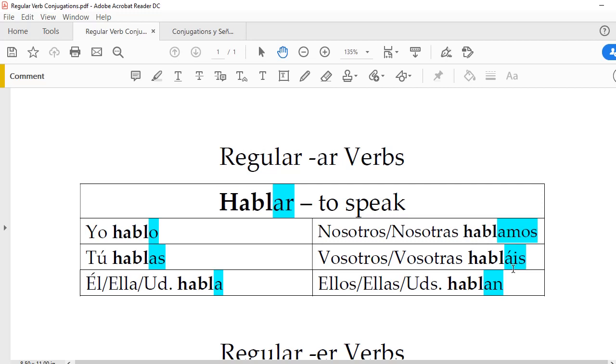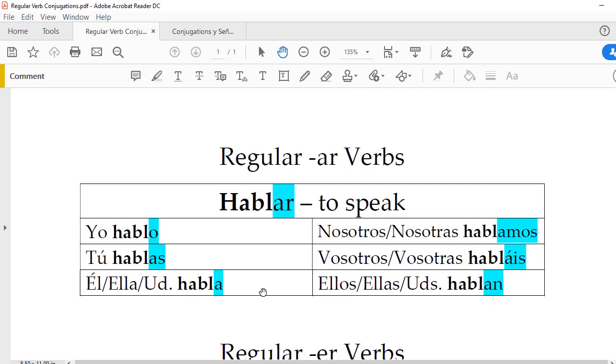Habláis. And then finally we have ellos, ellas, and ustedes. This is that group over there, that group of ladies over there, and this group of you fancy people. The verb is hablan. Again, you chop off the AR, you replace it with AN. So ellos hablan, ellas hablan, ustedes hablan. So again, you can easily see the base of the verb and all the endings.